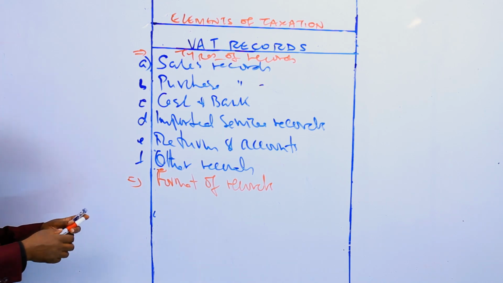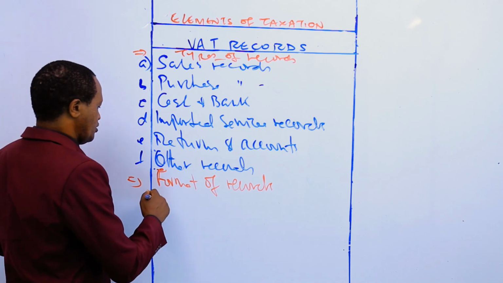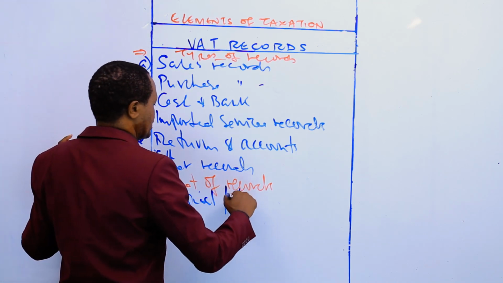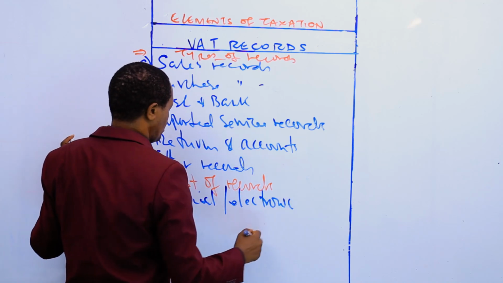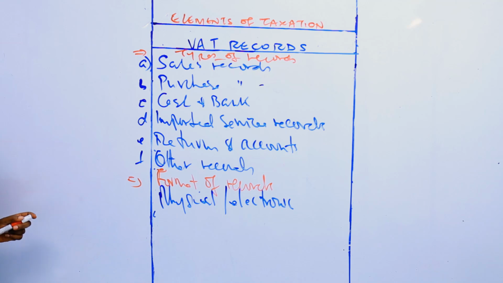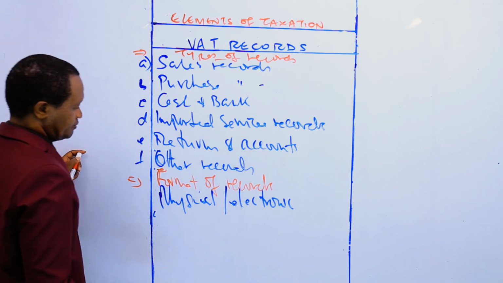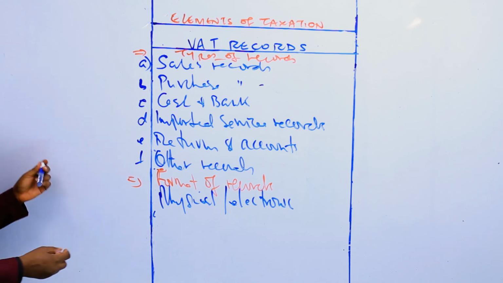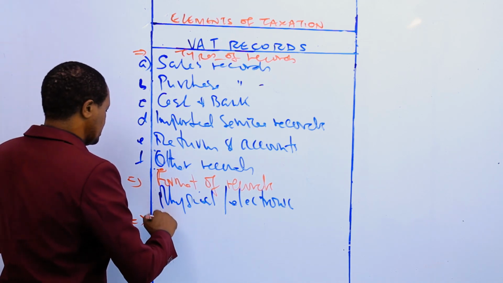So that's the format. It can be physical or electronic. Physical means paper or hard copies. It could also be electronic. That's the format of tax records. How about period of retention? What is the period of retention?